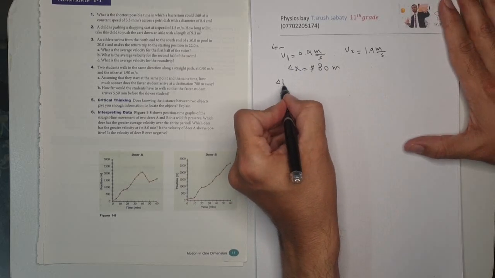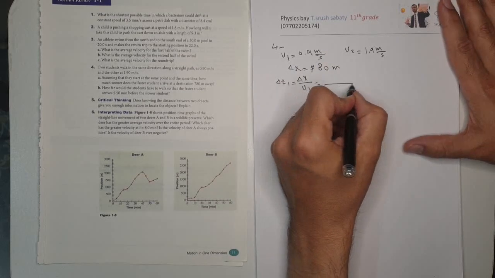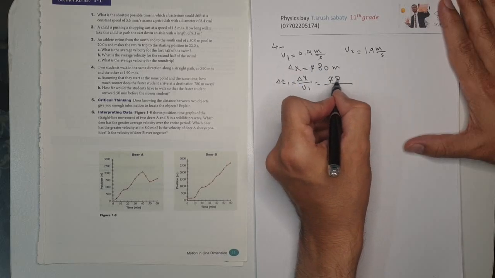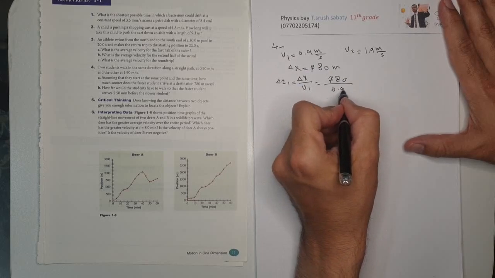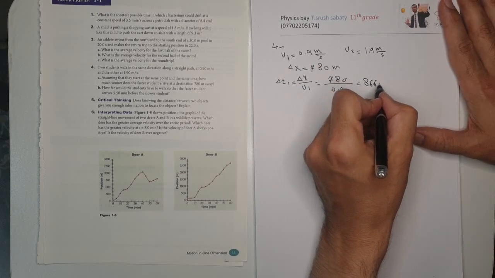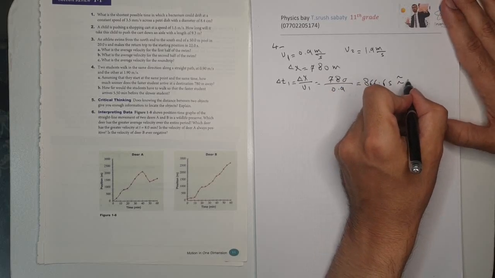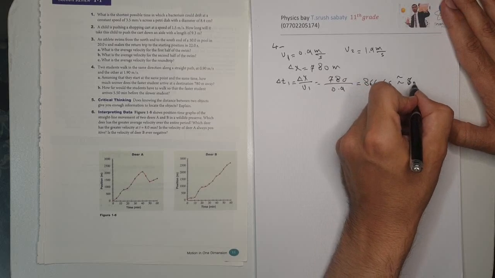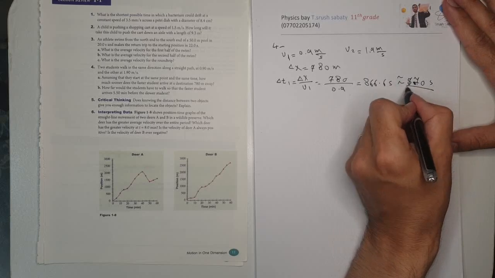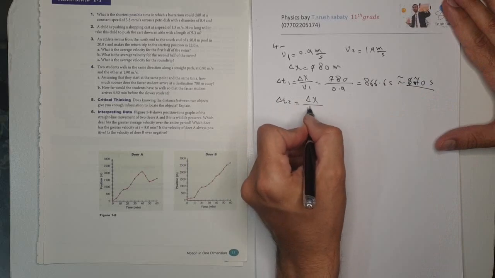To find it for each one, delta t1 is equal to delta x over v1. So delta x is common for the two cases, so it is equal to 708 divided by 0.9, which is 786.6 seconds, so approximately 790 seconds. So what about delta t2? It is equal to delta x over v2.